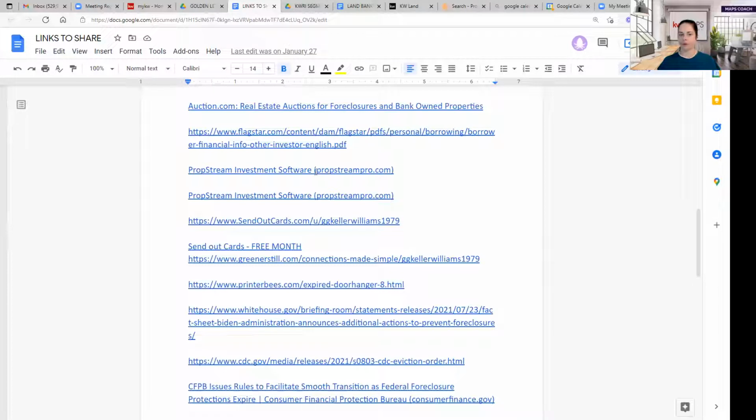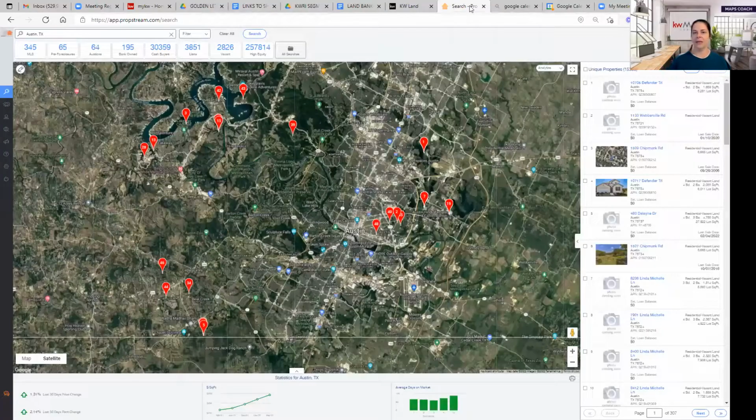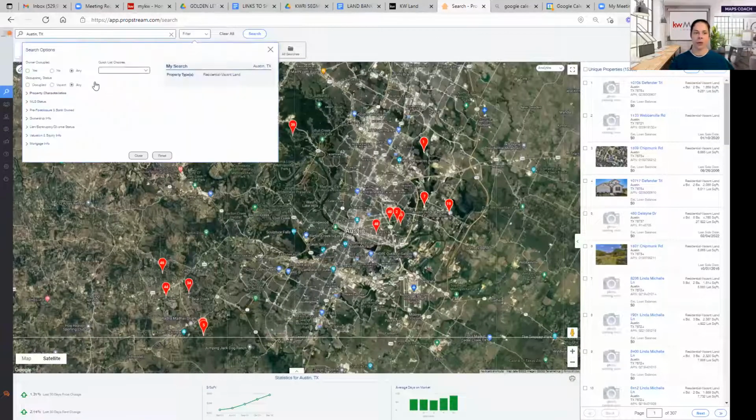It's called PropStream. We share tons of systems. This is just one of many, and this allows me to illustrate to you what and how easily the data at your fingertips is available. So I'm just pulling Austin, Texas, because that's where our headquarters for Keller Williams is. You're going to go to property characteristics. Now I'm just pulling here residential vacant land.